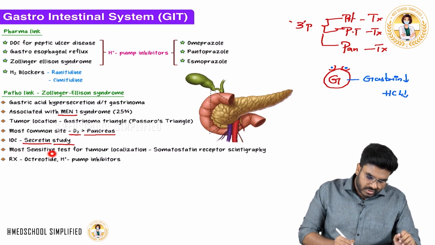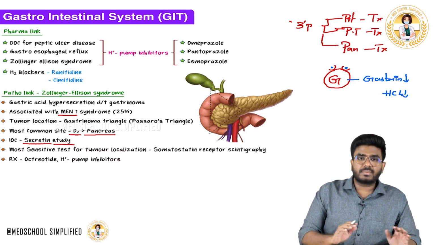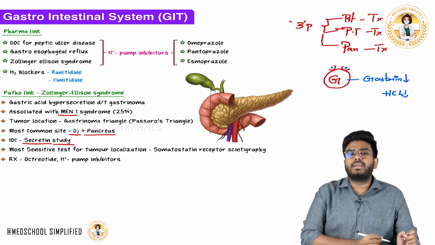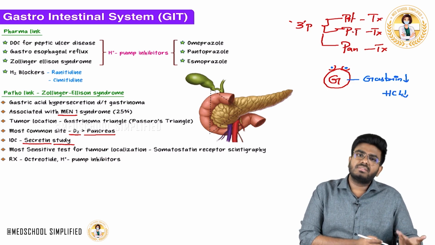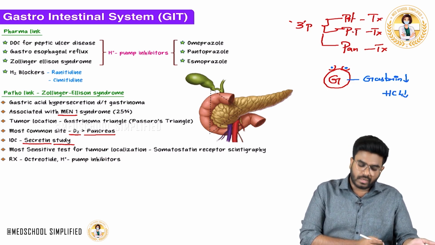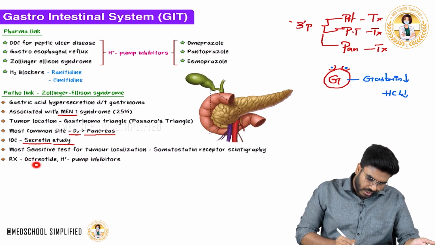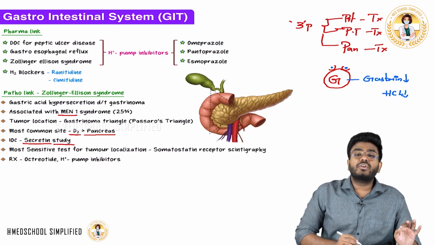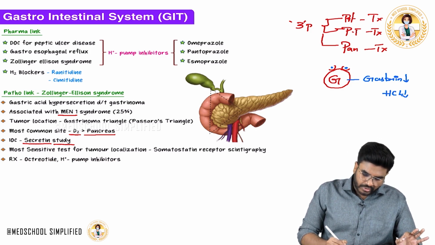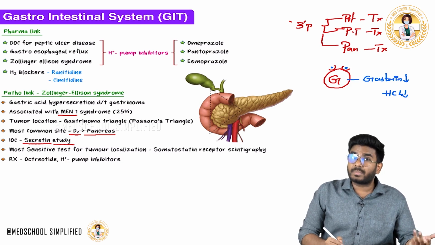Okay, now the most sensitive test for tumor localization is somatostatin receptor scintigraphy, already completed. Now what is the treatment? Treatment is very simple. The problem is gastric acid oversecretion. So you can either go with proton pump inhibitors, or you can also use octreotide. Okay, what is this octreotide? Octreotide is a somatostatin analog. We have discussed octreotide, lanreotide, all these are somatostatin receptor analogs.